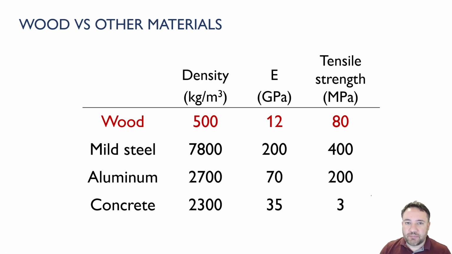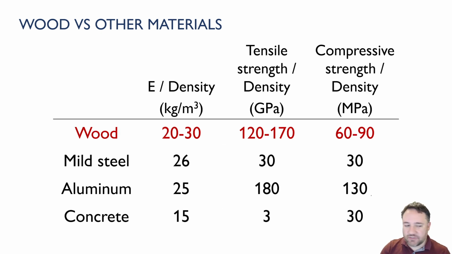So starting just from a basis of overall density and stiffness and strength of wood compared to other materials, it's clear that wood in general, if I took a similar sized piece of steel or aluminum or concrete, is both weaker and less stiff, as indicated by the Young's modulus, and also less dense, so lighter. The only thing that it's stronger than is concrete in tension, but we all know that concrete has very low tensile strength. So, the question arises, why would we ever use wood at all if it's not efficient?